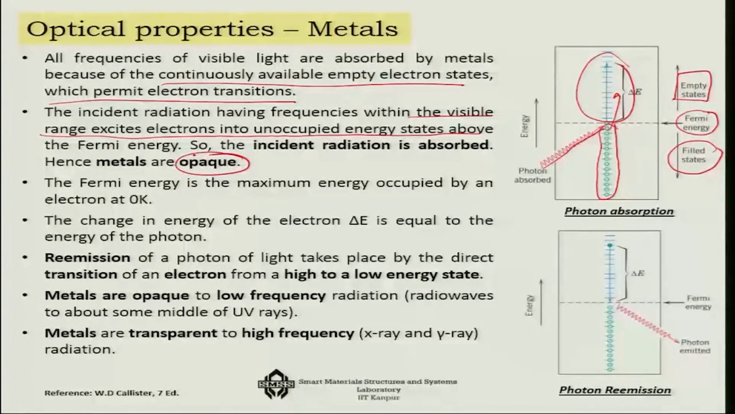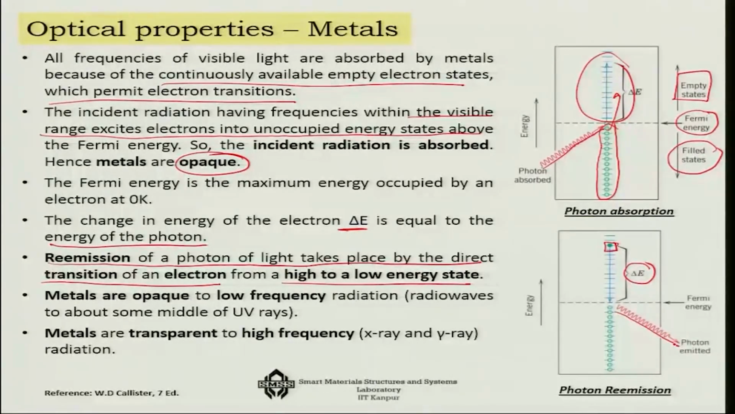The change in the energy of the electron, delta E, is equal to the energy of the photon, because this is the energy that it is absorbing. So, delta E is the amount of energy that is coming through the photon. What happens? It does not stay in that position. After it gets the energy, it re-emits. Re-emission of a photon of light takes place by the direct transition of an electron from a high to a low energy state. So, it first gets excited, goes to the high energy state, and then it re-emits the photon. It does not hold that energy with it.